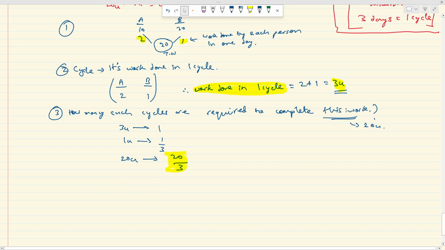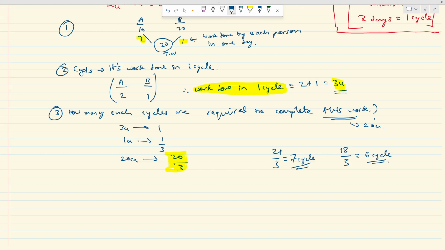मेरे साइकिल के अंदर ही काम कंप्लीट हो जाता था. So if this would have been 21 by 3, then that means 7 cycles. मतलब 7 साइकिल में मेरा पूरा काम कंप्लीट हो जाता. या फिर अगर ये मेरा 18 by 3 होता, 18 is also a multiple of 3, तो फिर 6 साइकिल्स, तो 6 साइकिल में पूरा काम कंप्लीट हो जाता. But 20 by 3 is lying somewhere between 18 by 3 and 21 by 3, right? It's lying somewhere in between these two.